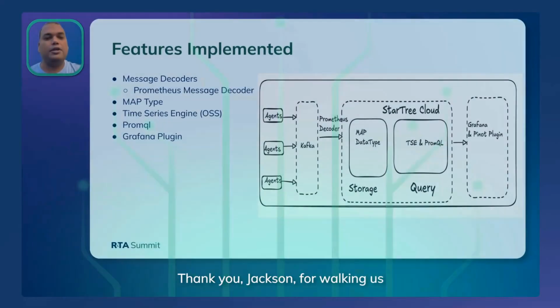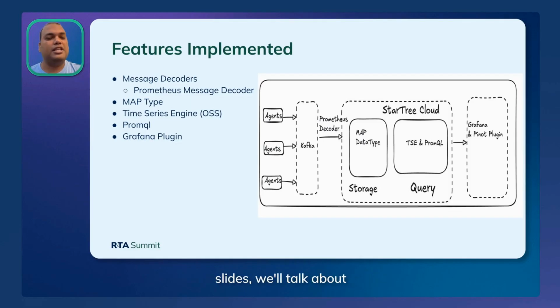Thank you, Jackson, for walking us through the demo. In the remaining slides, we'll talk about features implemented. As part of this project, we worked on building custom message decoders like the Prometheus message decoder to ingest Prometheus data into Pinot tables. We worked on building a map data type for storage cost efficiency and performance optimization. We worked on a time series engine to enable time series data analysis, a PromQL plugin to natively run PromQL in Pinot, and a Grafana plugin to visualize Pinot SQL and PromQL in a unified dashboard.